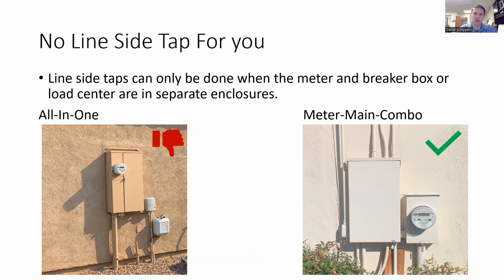Line side taps can only occur when you have a meter main combo or a separate meter and distribution load center. That way you can mount this junction box and run the wires into that. There are a few more nuanced rules that go into it, which eliminate some applications, but for the most part, a line side tap is applicable if you have a meter main combo, just not if you have an all-in-one, which many panels are. You would have to revert back to some of the other previously discussed options.